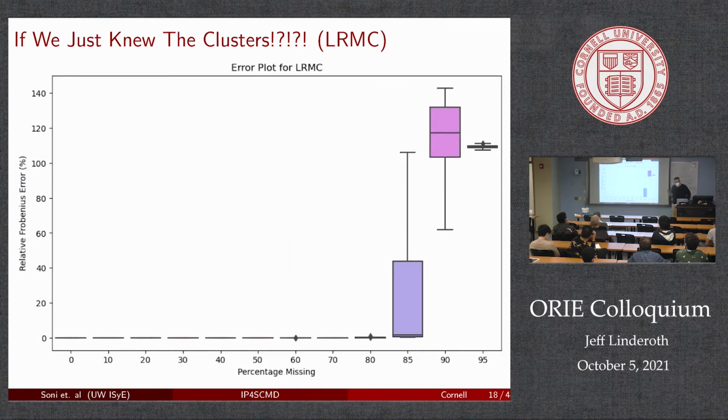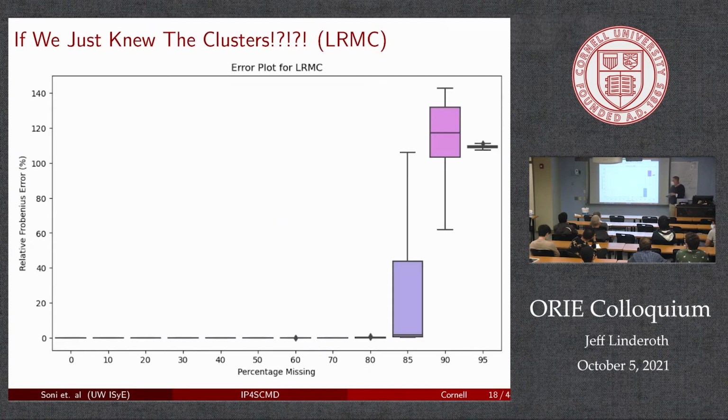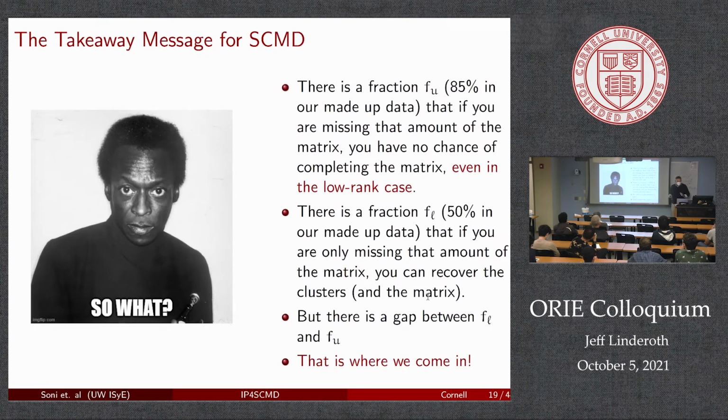But if we just knew the clusters, we should be able to do better, right? So here's the intuition: if we were able to solve the discrete clustering part of this a little better, there should be some data regimes, some amount of missing data, at least for this size matrix that we were looking at, where we could somehow do better. And that's the takeaway message of the first part of this talk, where we just talked about data science problems a little bit: there is something that we can hope to improve upon. Regardless of how well we're able to solve this problem, we're never going to do better than 80 or 85%.